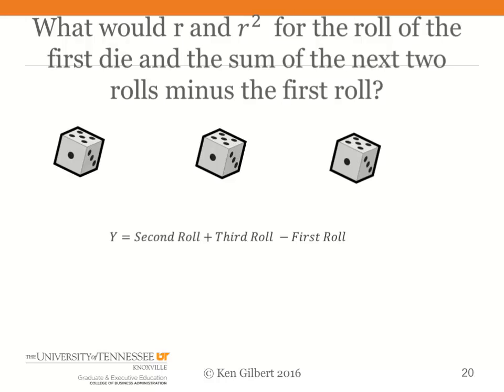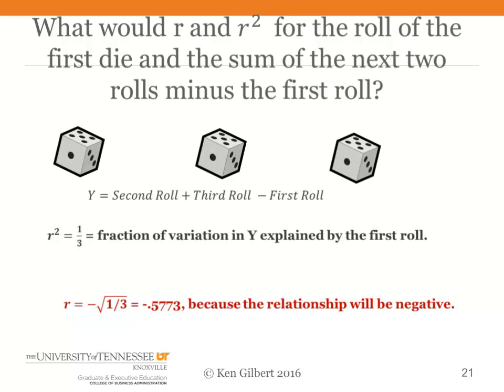I still have 3 dice that I'm rolling, and each is contributing equally to the outcome of the experiment. It's only that one of them is contributing in a negative way by being subtracted, and the other two are contributing in a positive way by being added. So since they all three are contributing equally, we know that the r squared for the first one is going to be 1/3 again. The only difference is we know that as the first roll increases, the predicted outcome decreases. So the relationship will be negative, so the sign that we put on r will be negative. And so here is the answer.